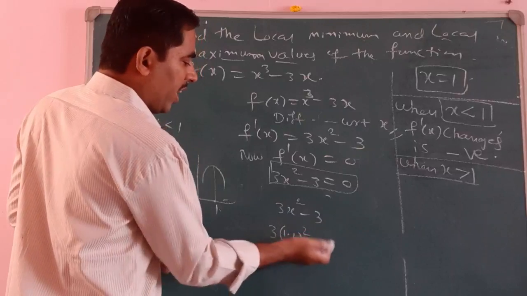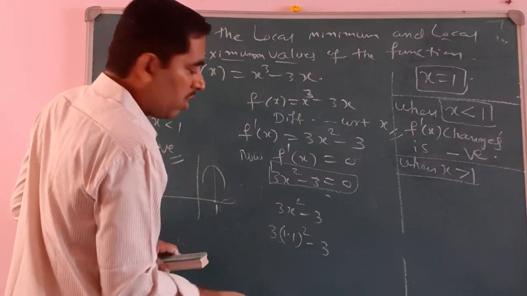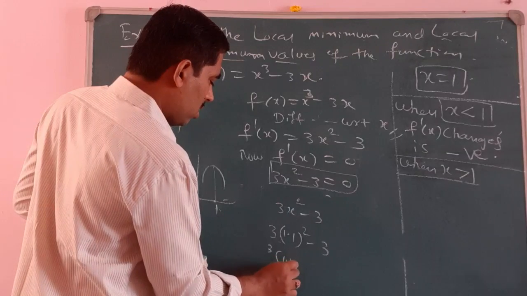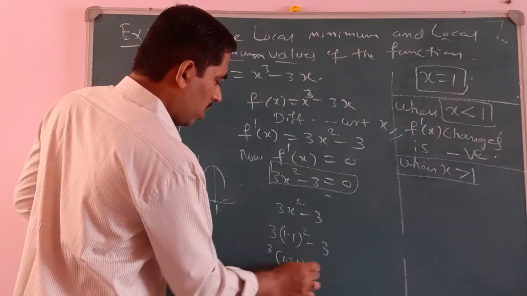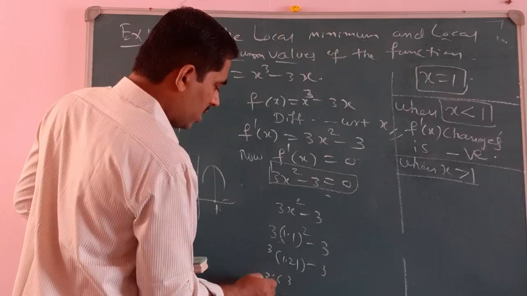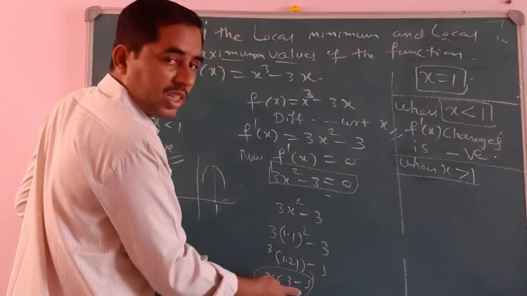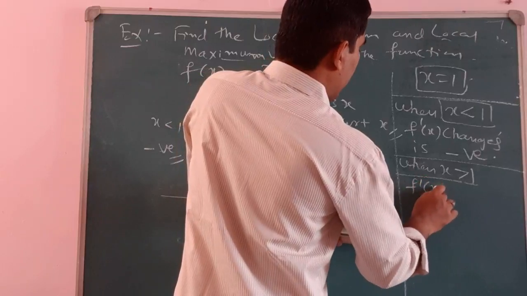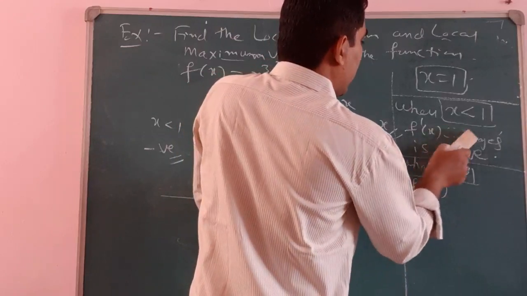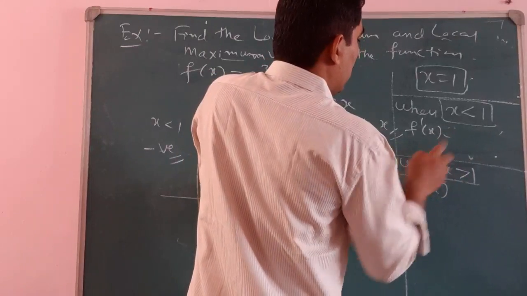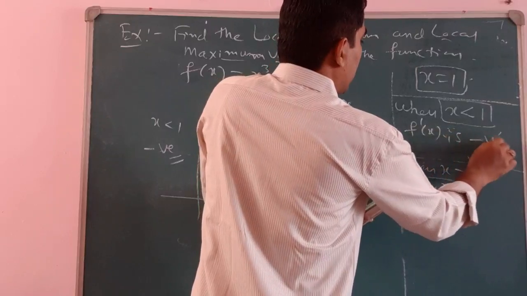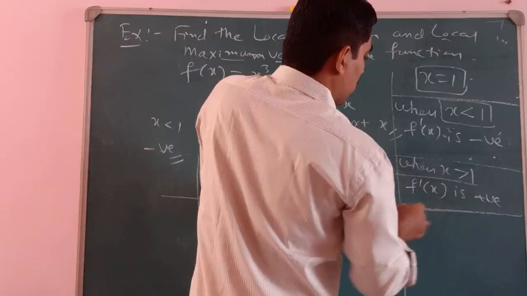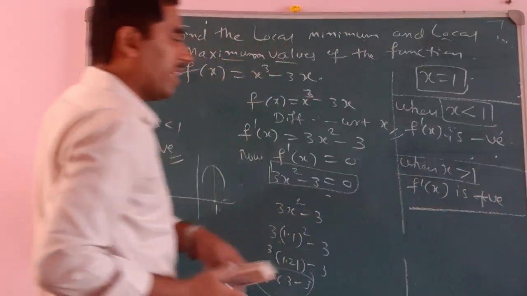So what happens? If I calculate this whole value, I will get a positive value only. See, I will show it here. 1.1 whole square means 1.21, and multiplying by 3 gives 3.63. Then 3.63 minus 3 is positive. So when x is greater than 1, f dash x is positive. The sign of f dash x is positive.